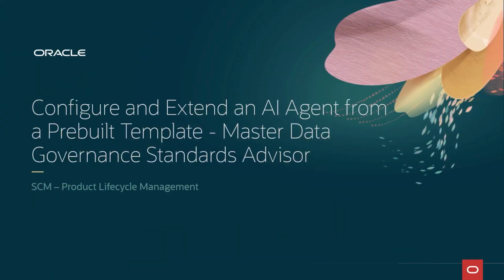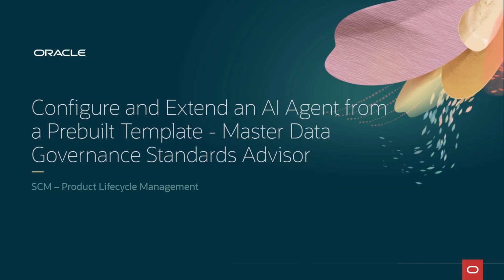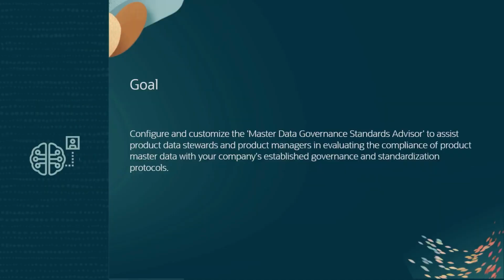In this demonstration, our goal is to copy and extend an AI agent, Master Data Governance Standard Advisor, from a pre-built template within Oracle Fusion Cloud applications, specifically targeting the supply chain management domain, product management. Our primary objective is to create a duplicate of the existing Master Data Governance Standard Advisor and customize it to align with the specific business requirements.